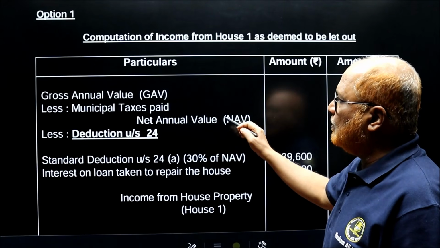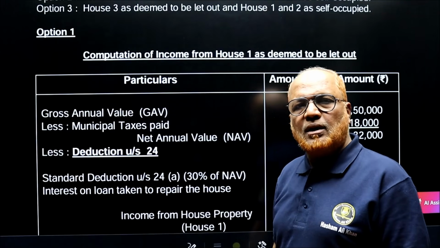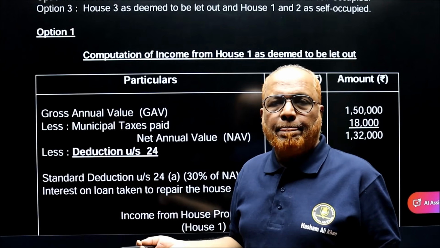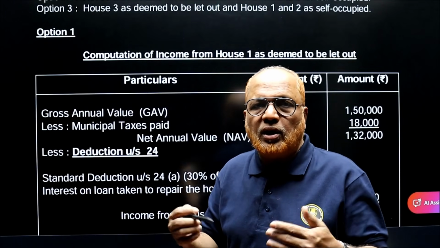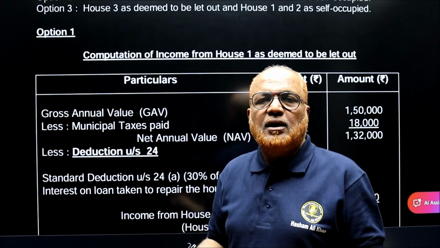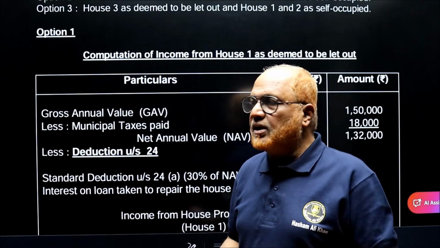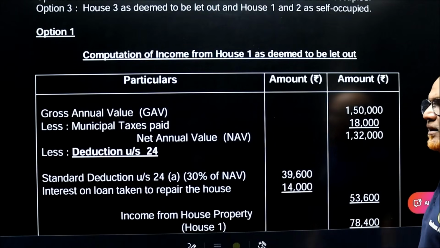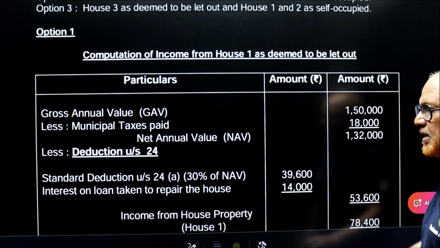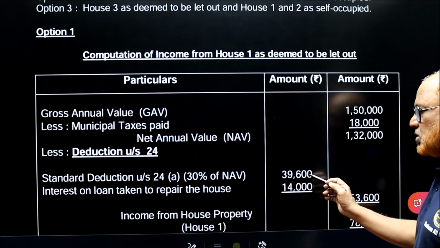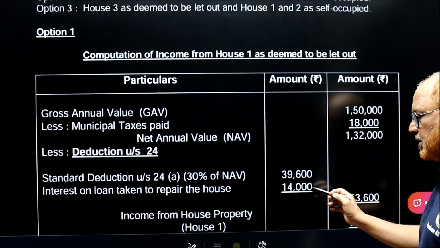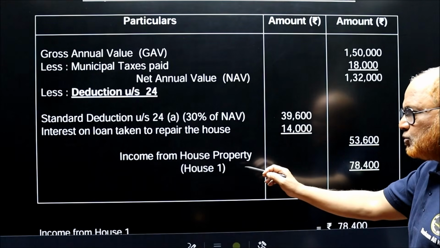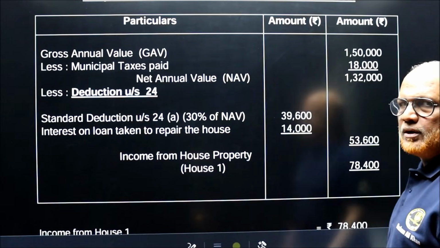GAV, gross annual value. GAV is higher of the 3 amounts, MRV, FRV, ARV, but ARV is not there. Actual rental value is not there because not let out, it is self-occupied only. So MRV or FRV, whichever is higher, so GAV is 1,50,000. Municipal taxes paid 18,000, NAV 1,32,000, standard deduction 24A 30% of NAV, interest on loan taken to repair the house 14,000. So income from house number 1, which is deemed to be let out, is 78,400.